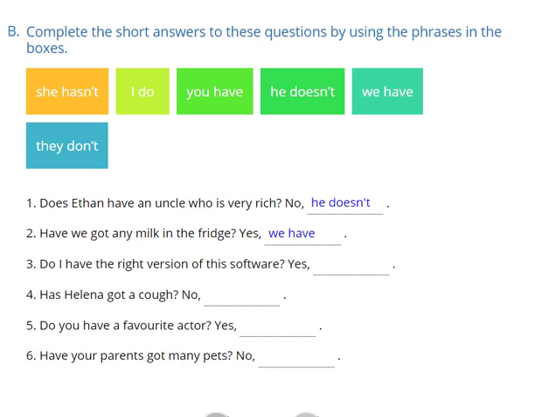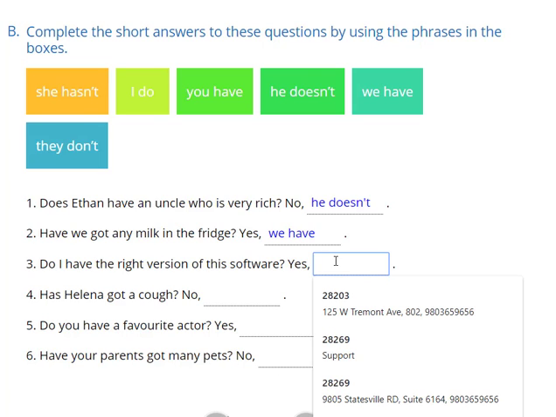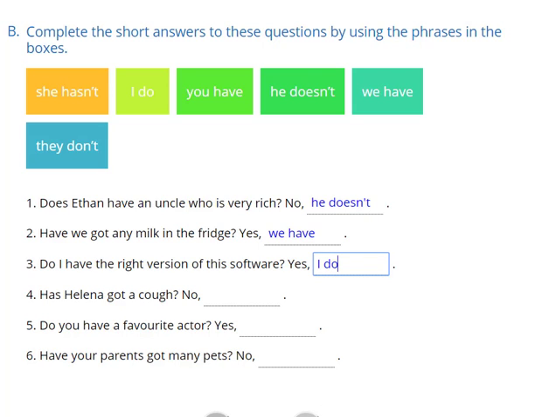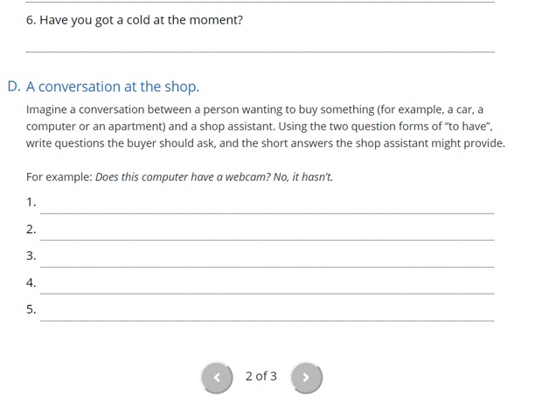I'm going to move on, actually, because we're running out of time. But I'll just say it quick. So yes, I do. Okay, let's move on to one more.